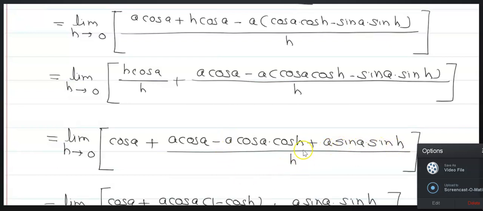Now we'll split this up. That is a cos a minus a cos a into cos h. Take a cos a as common, divided by h, plus a sin a into sin h upon h. Sin h upon h, that limit will be 1, and overall you will get a sin a. And the value of this limit will be 0. Now see here how it is 0.